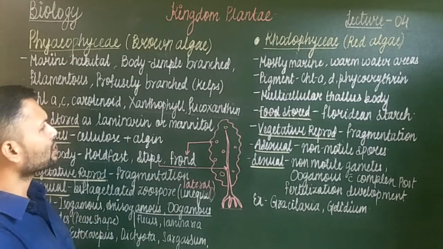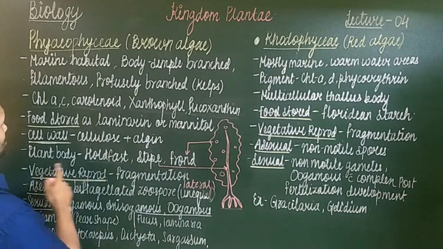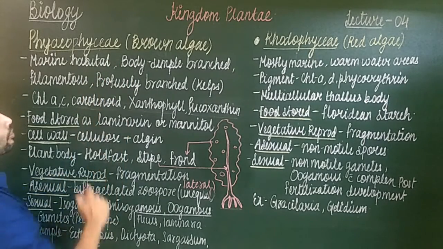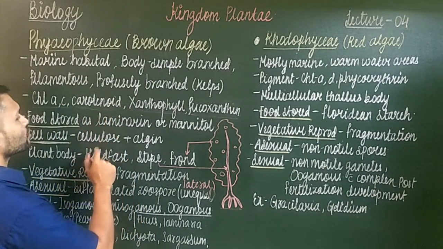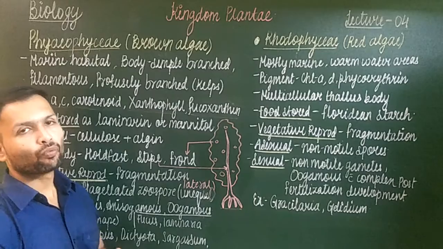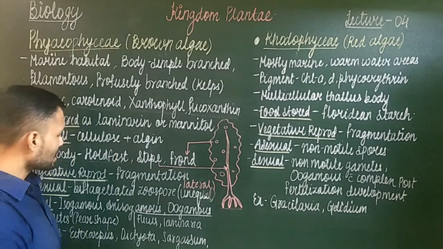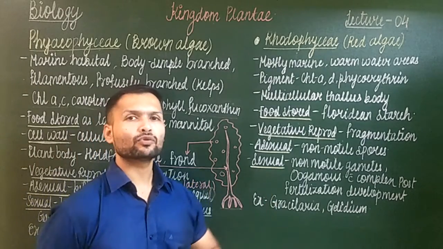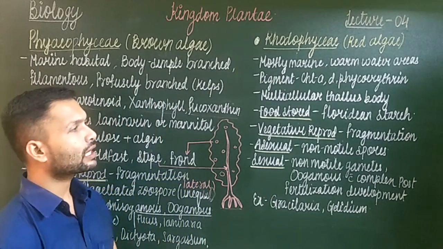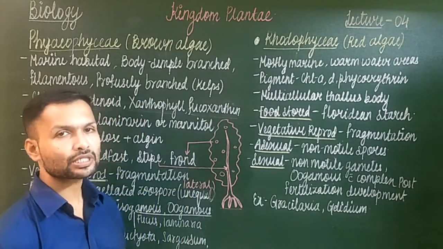So hope you got this. Remember the main things: the plant body, which you can write over here also, then how they are present, branched or not, then the pigments, the food stored, and the cell wall composition. These are the main points which are asked in entrances. Examples must be learned here, because they give you the features and they give you examples below, and they ask you to find which of the following statements belongs to which example.